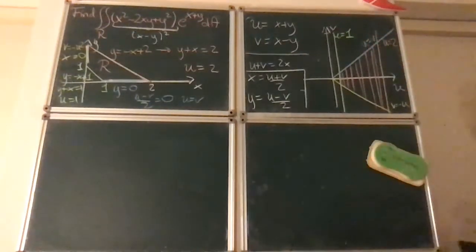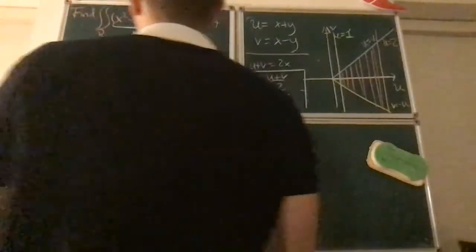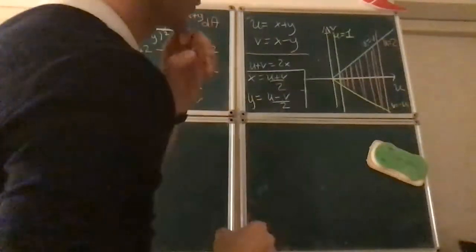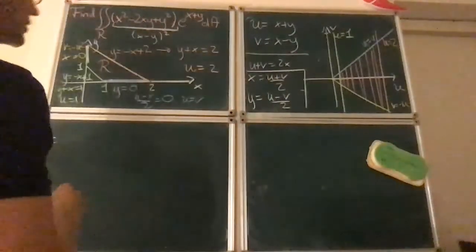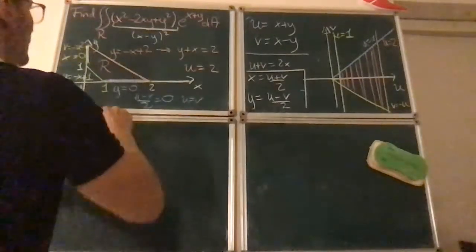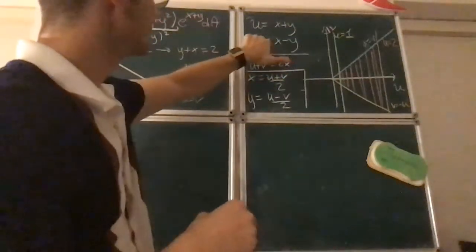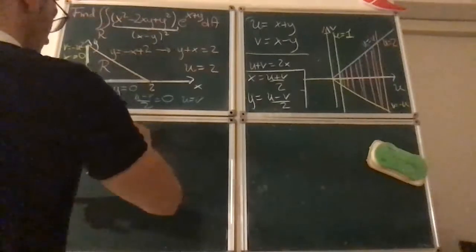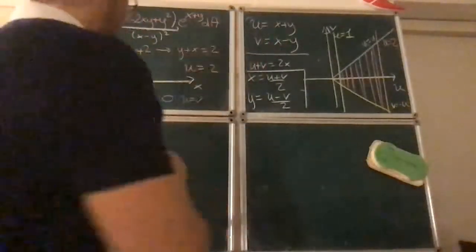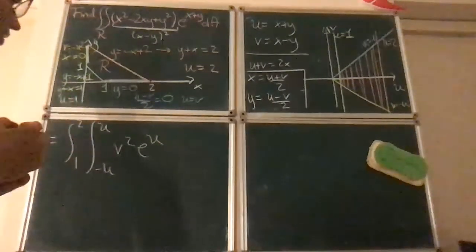Okay? And so the integral becomes, we can use the order dv du if you prefer. So you would go from 1 to 2. V would go from negative u to u. This, remember, was x minus y. X minus y is v, so this becomes v squared. E to the x plus y becomes e to the u. And the only thing that's left to find is the Jacobian.